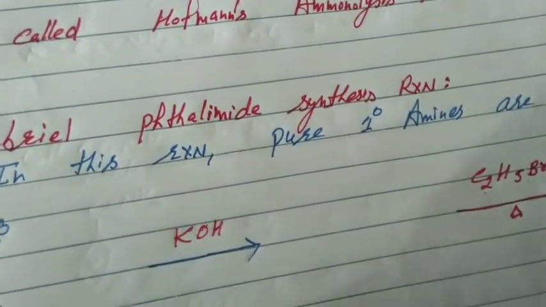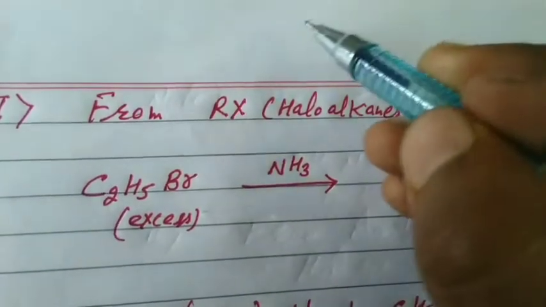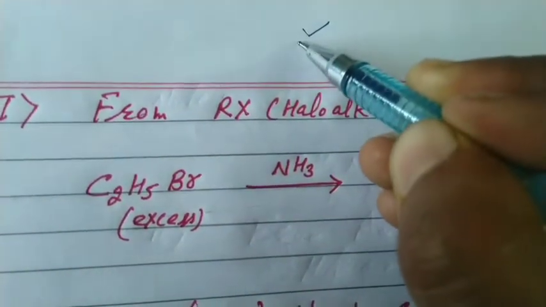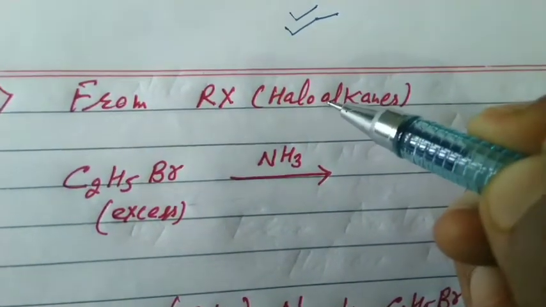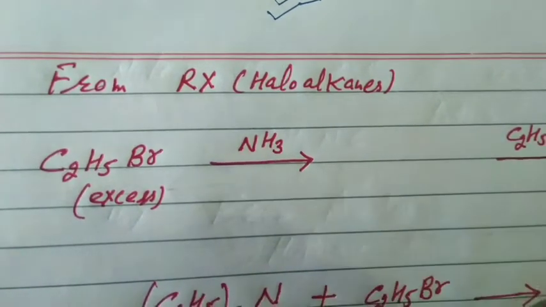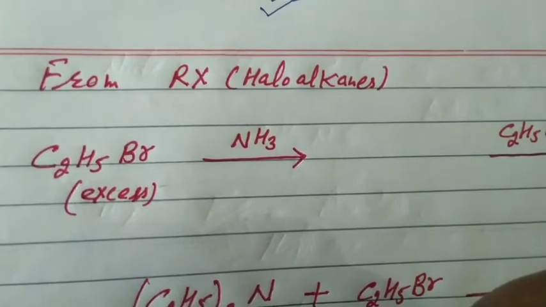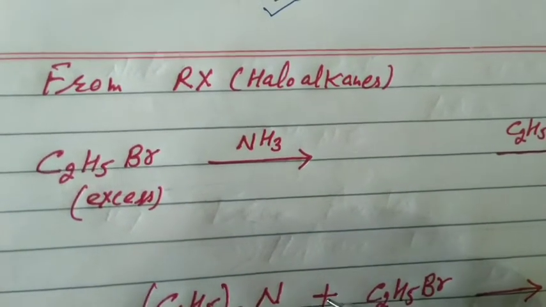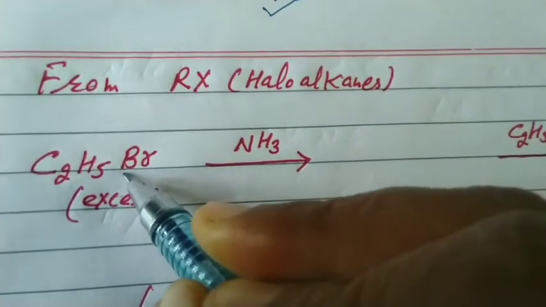After this, next, from haloalkanes. First we do reduction of cyanide, second from amides degradation reaction, and third from haloalkanes. Students, when haloalkane in excess is treated with ammonia, we get a mixture of primary, secondary, tertiary amines. It is a nucleophilic substitution reaction. What will happen? We use haloalkane in excess.